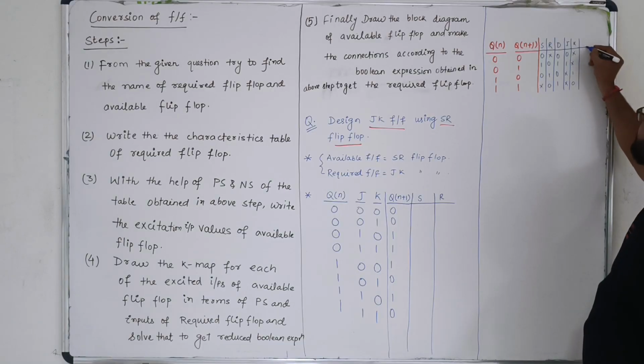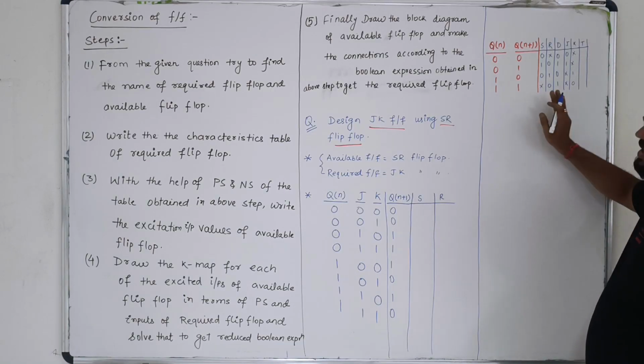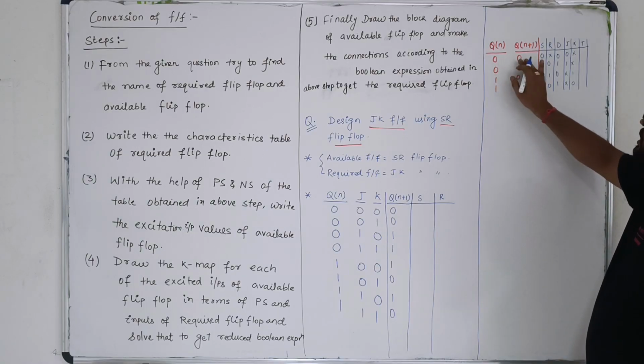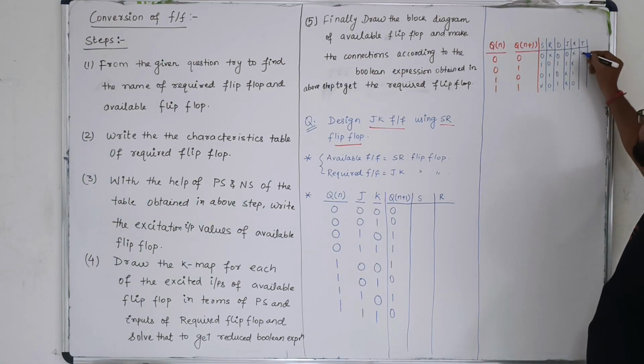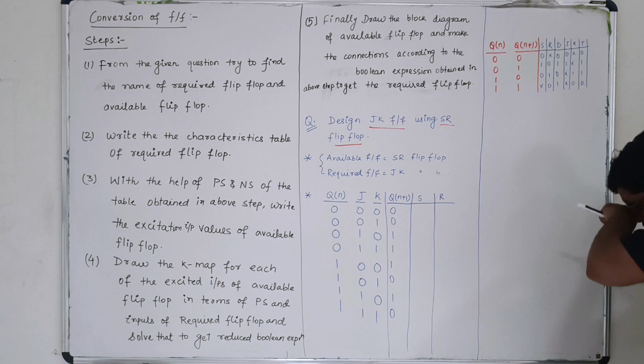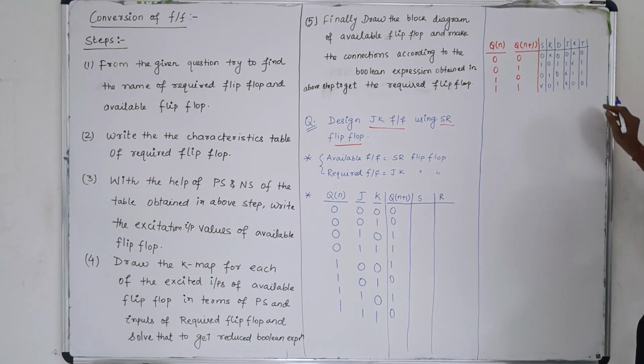And the last one is T. For T, the simple thing is XOR of Qn and Qn plus 1, that is the excitation table of T. So 0, 0 is 0, 0, 1 is 1, 1, 0 is 1, 1, 1 is 0. This is the excitation table of T.